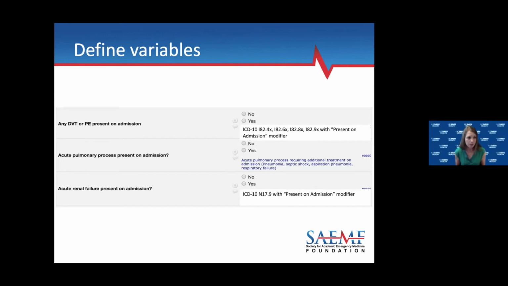So for example, if you're looking for a DVT or PE present on admission, you might use commonly used ICD-10 codes for DVT and PE with a present on admission modifier. Similarly, for acute renal failure, you might want to use the ICD-10 code for acute renal failure with the present on admission modifier. In this case, I think this is where manual validation would be really important, because you would want to carefully validate to make sure that these codes are capturing all cases.